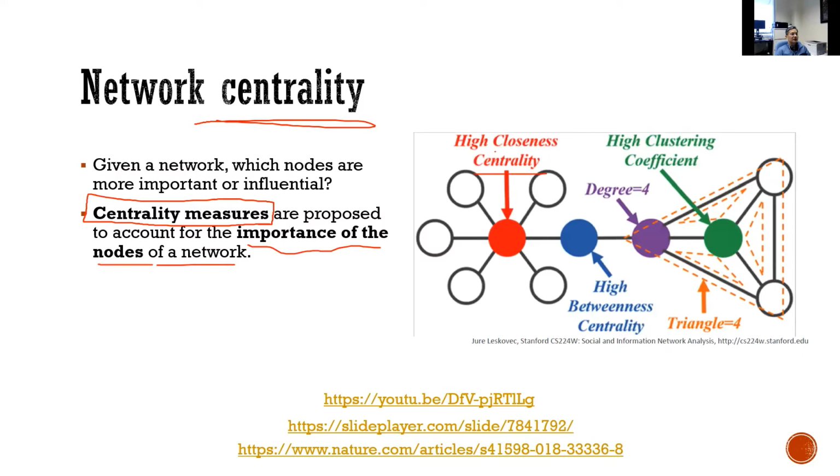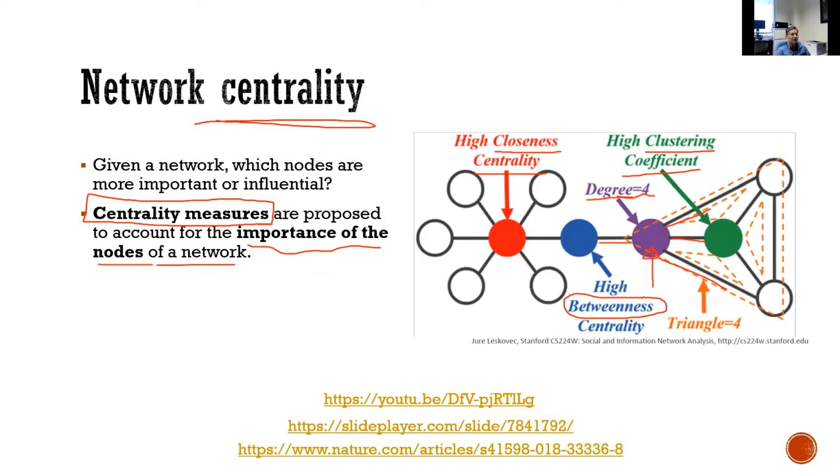You see in this example, we have a closeness centrality, we have a clustering coefficient, we have a degree. Degree is the simplest centrality we can use to just indicate how many partners this node is linked with. So if this purple node has 4 links with other nodes, the degree of this is 4. And we have a betweenness centrality. These are all very commonly used centrality measurements to quantify the importance of nodes.